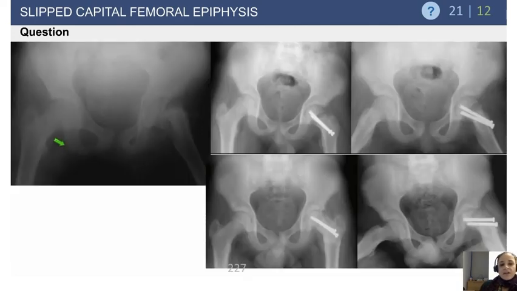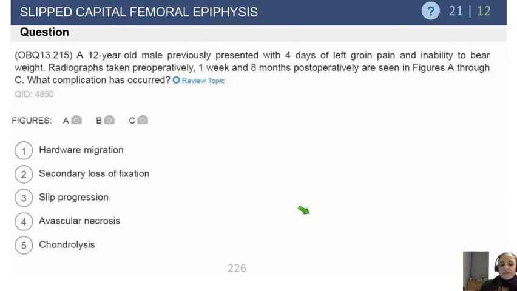And they show a severe slipped capital femoral epiphysis again, 2 screws at his 1 week visit, and then you can see complete or near complete collapse of the femoral head with loss of joint space and a high riding greater trochanter. So this is another patient who developed avascular necrosis of the femoral head.